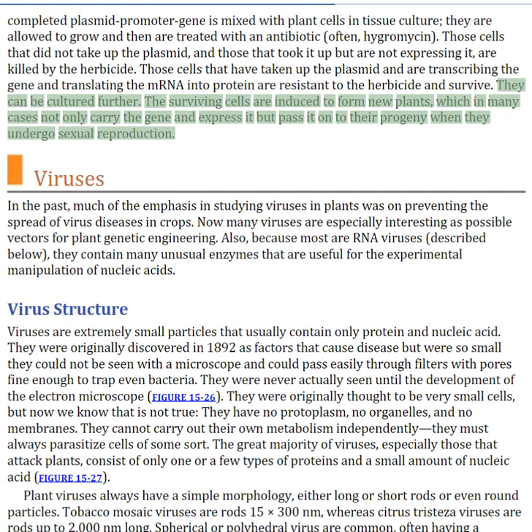The surviving cells are induced to form new plants, which in many cases not only carry the gene and express it but pass it on to their progeny when they undergo sexual reproduction.